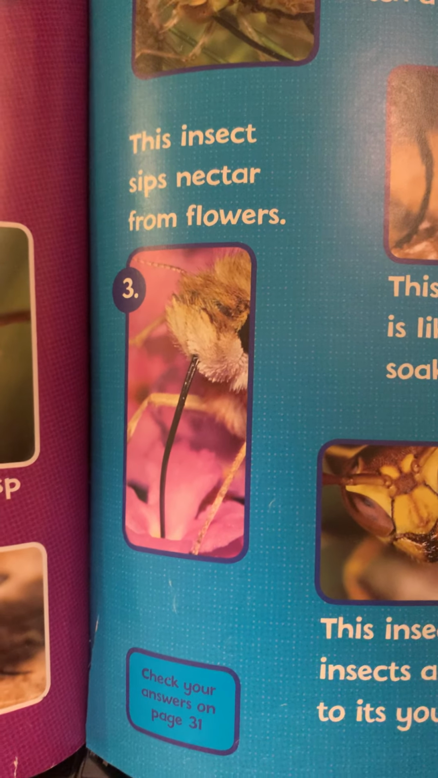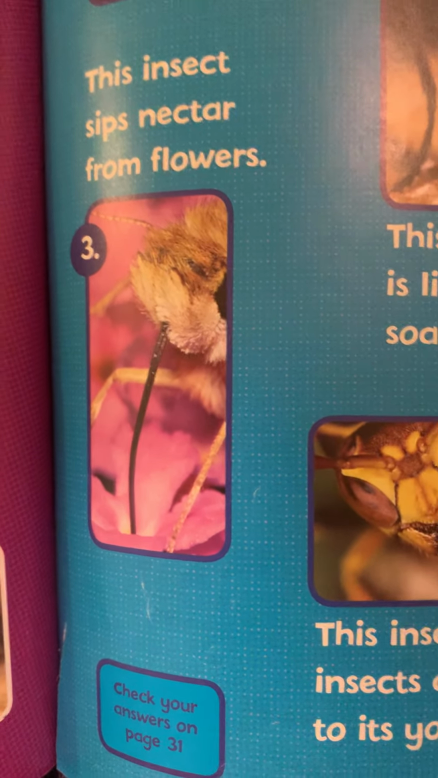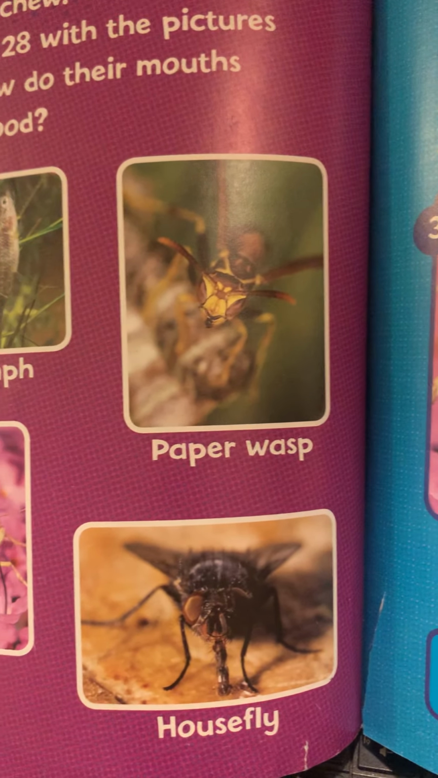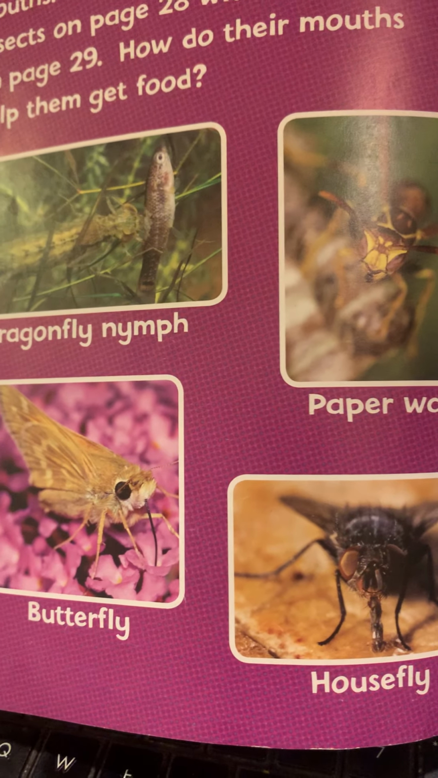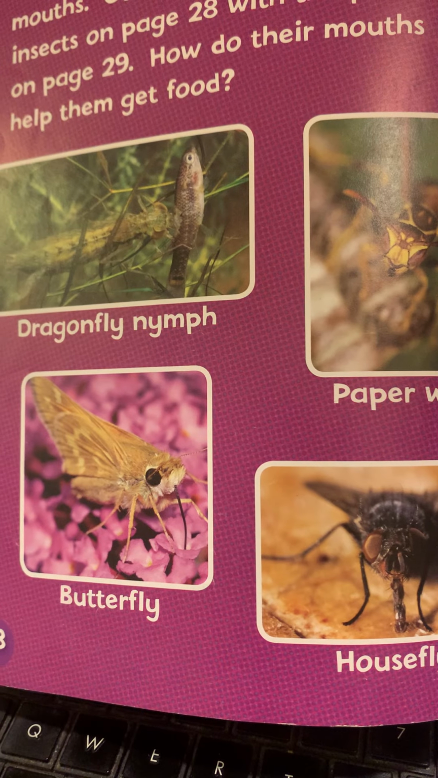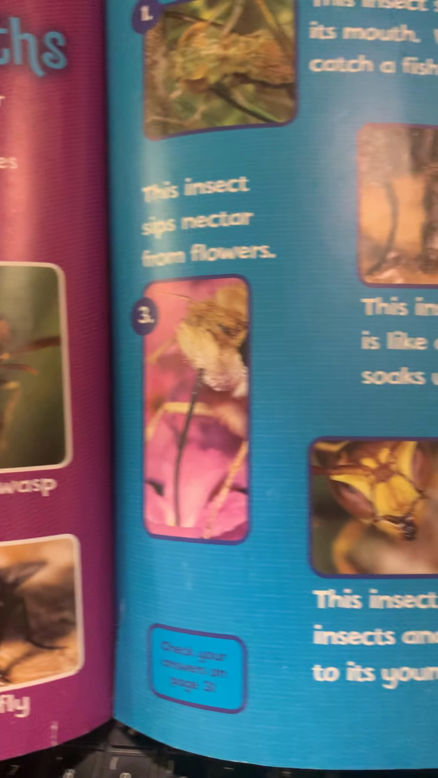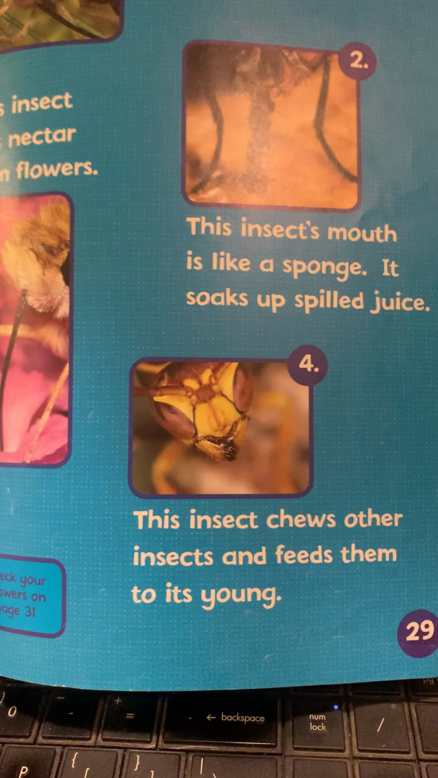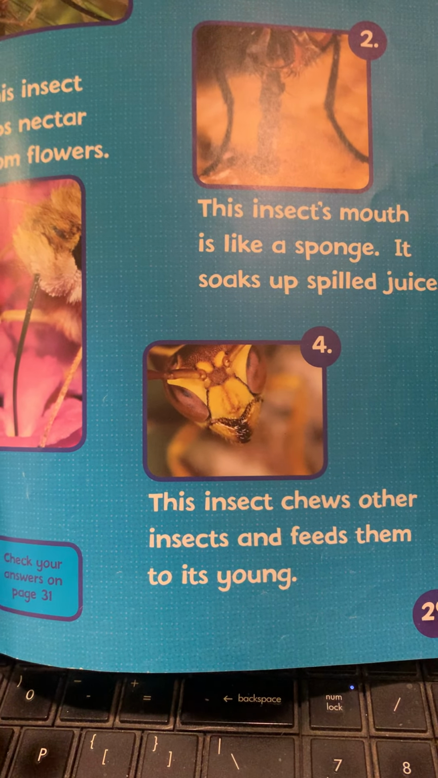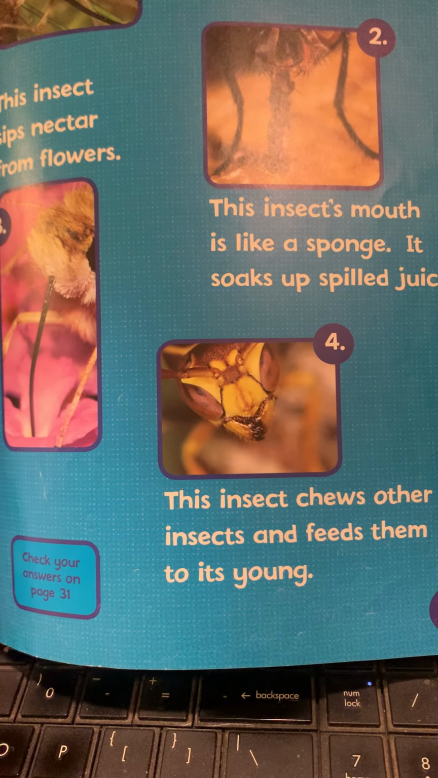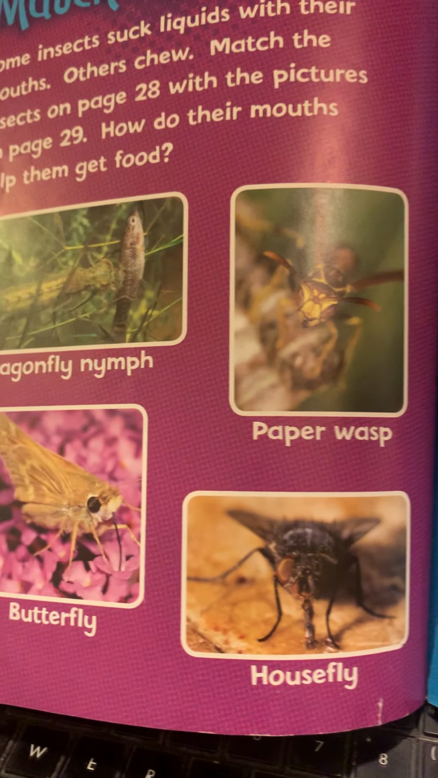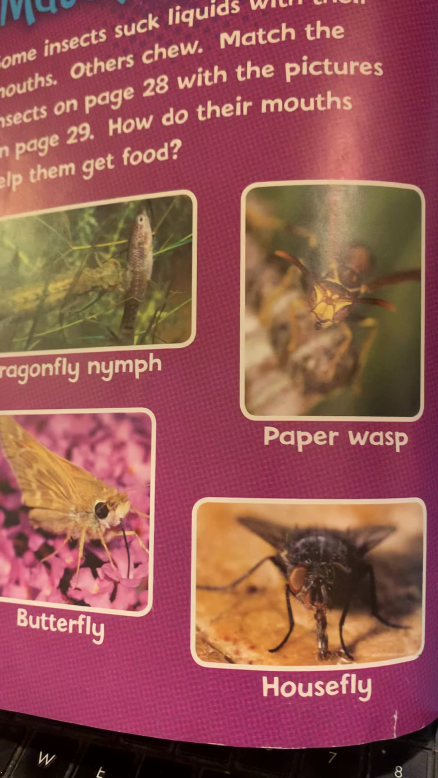Number 3, this insect sips nectar from flowers. Which one of these would you see on flowers? Number 4. This insect chews other insects and feeds them to its young. Which one would it be?